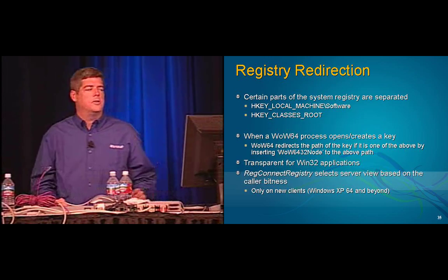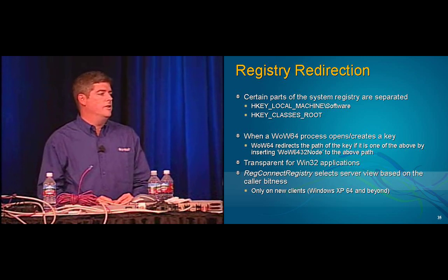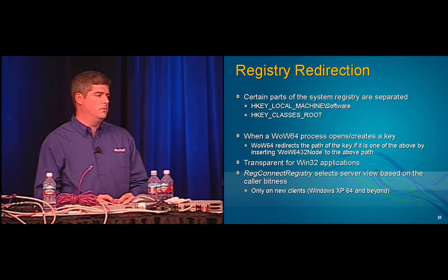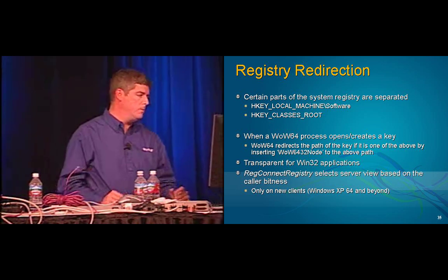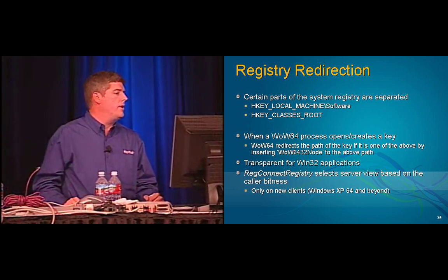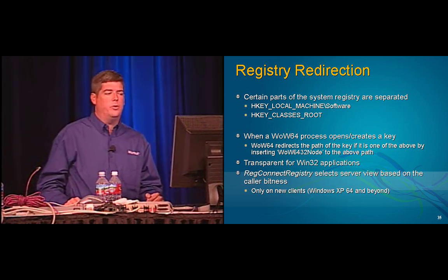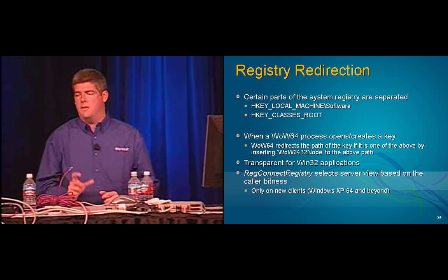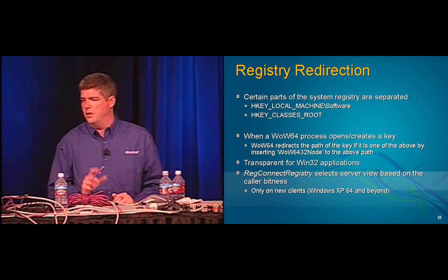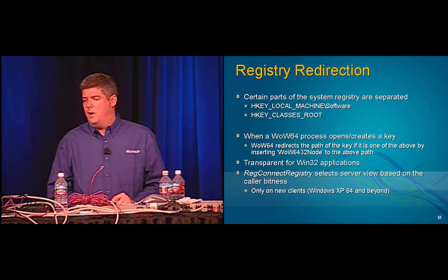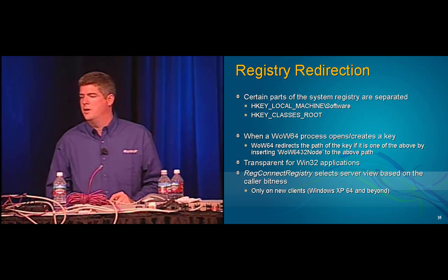Basically, only certain parts of the registry are separated. Most importantly, things under Software, where all these things are stored, and the classes, HKEY_CLASSES_ROOT, which is also under Software, but it's much larger. So when a WoW64 application or process opens or creates a key, the WoW64 layer redirects the path of the key if it is found that that path is in one of the keys or one of the areas of the hives that are separated out. It does so by simply inserting the wonderful string Wow6432Node into the path that's being passed down by the application.